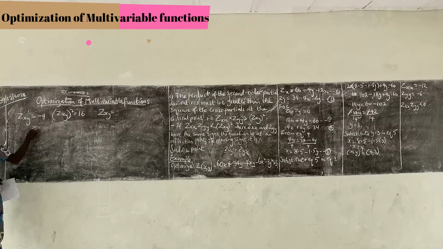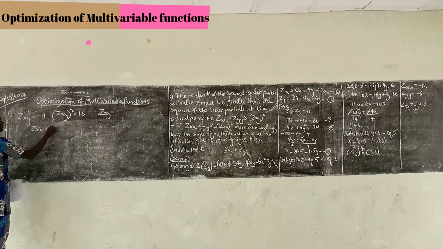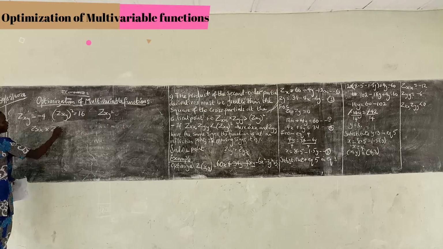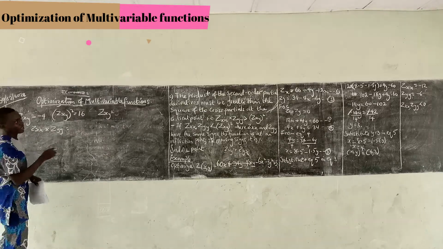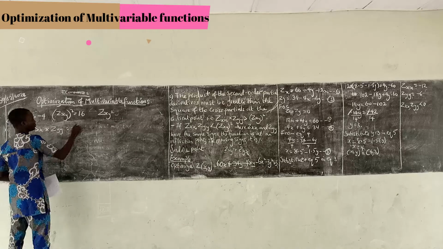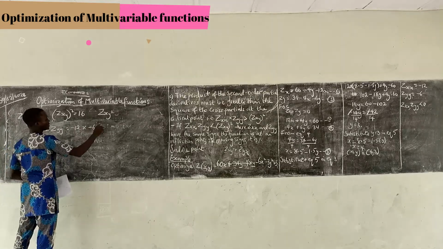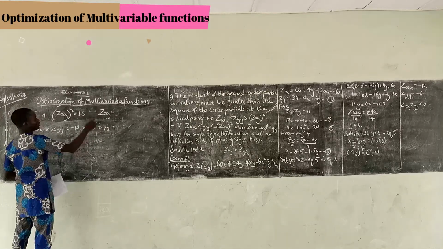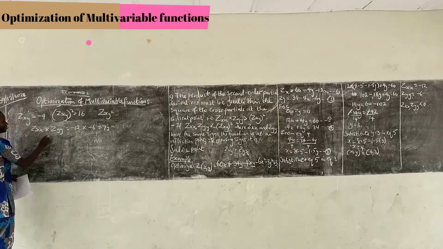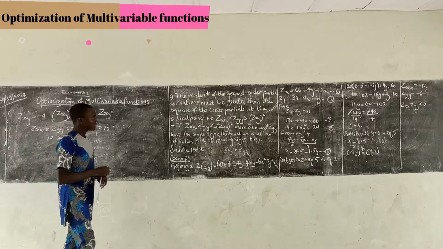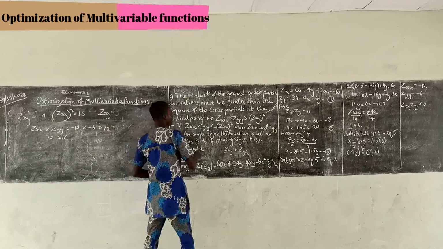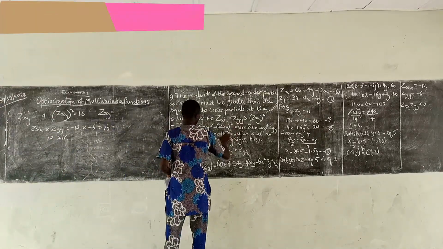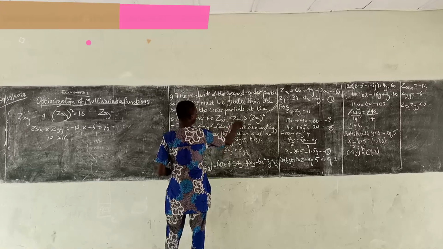Okay, so zxx times zyy is equal to minus 12 times minus 6, which is 72. So from here, 72 is of course greater than 16. So what is that telling us? If 72 is greater than 16, then we've been able to establish that this is greater than this.